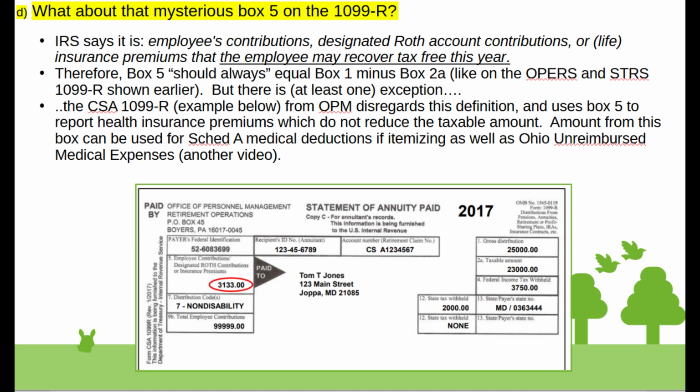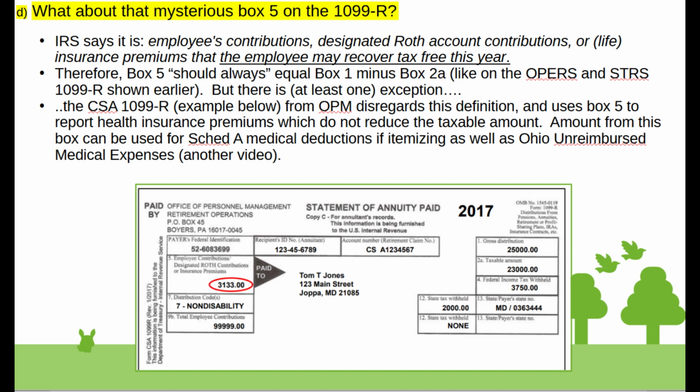So what about that mysterious box 5 on the 1099-R? The IRS defines it as employees' contributions, designated Roth account contributions, or insurance premiums, and they add later on it's just life insurance, that the employee may recover tax-free this year. That's key. The employee may recover tax-free this year. So box 5 should always represent box 1 minus box 2A, just like we saw on the OPERS and STRS 1099-Rs shown earlier. In other words, it represents the amount that can be recovered tax-free this year.